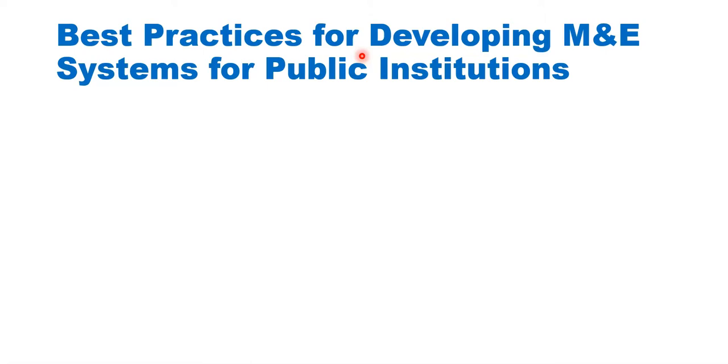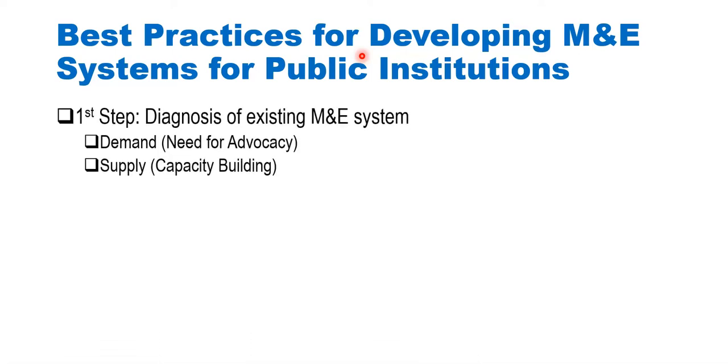Then, best practices for developing an M&E system for public institutions. If you want to develop an effective M&E system for public institutions, you need to undergo 3 steps. One is diagnosis of the existing M&E system, where you focus on the demand side and the supply side. The demand is the management part, which of course needs a lot of advocacy on the importance of M&E. But again, we need to check on the supply, that is the technical people performing the M&E duties.